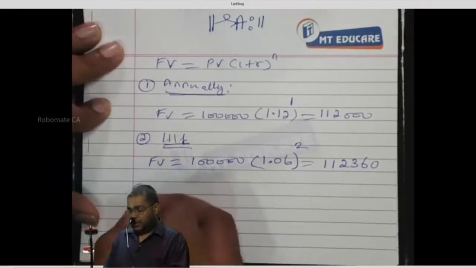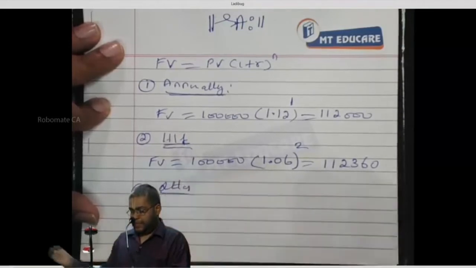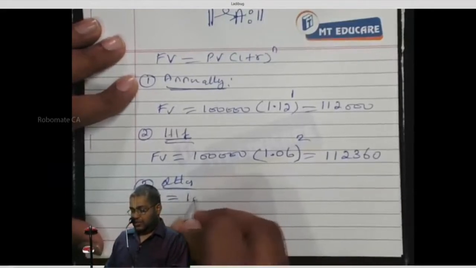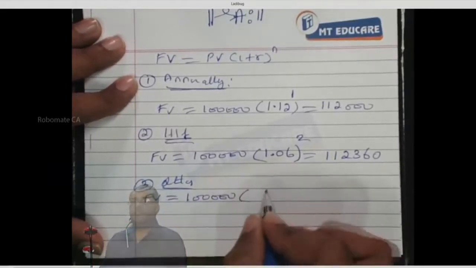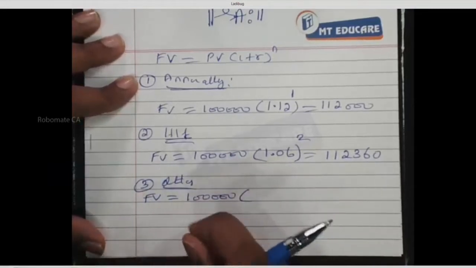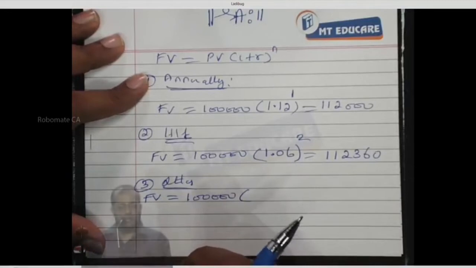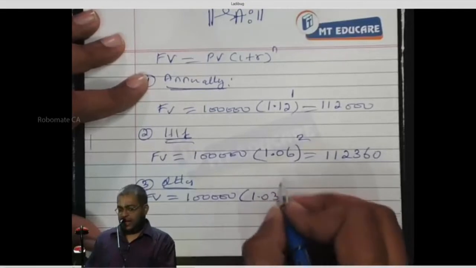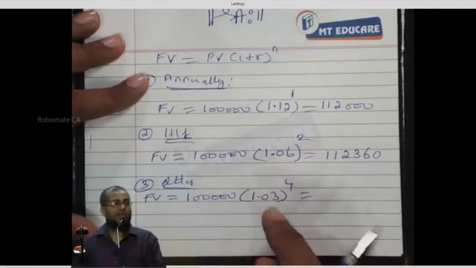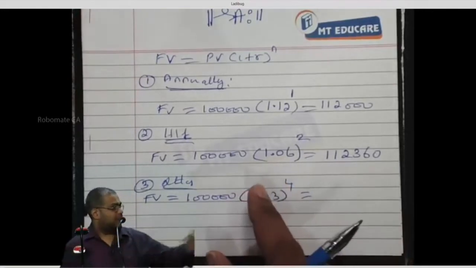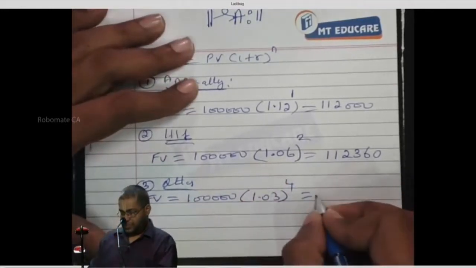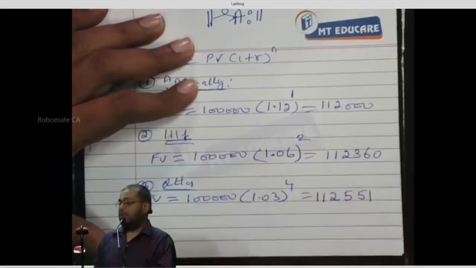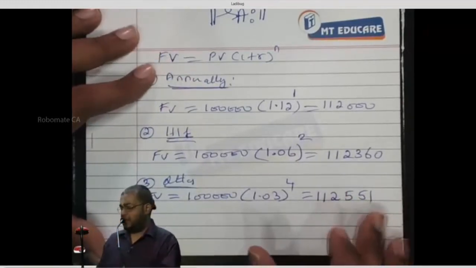The third question is quarterly. Future value is equal to what is the amount deposited? 1 lakh into... 12% is the interest for 1 year. What is the interest for every quarter, 3 months? 3%, so 1.03. How many quarters are in a year? 4 quarters. Okay. 1 lakh into 1.03 power 4. Tell me the number here. 1,12,551. The calculation is 1,12,551.